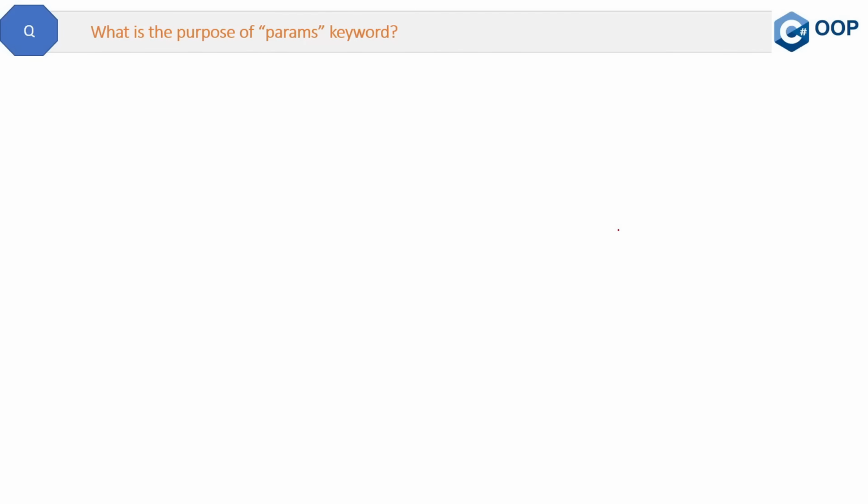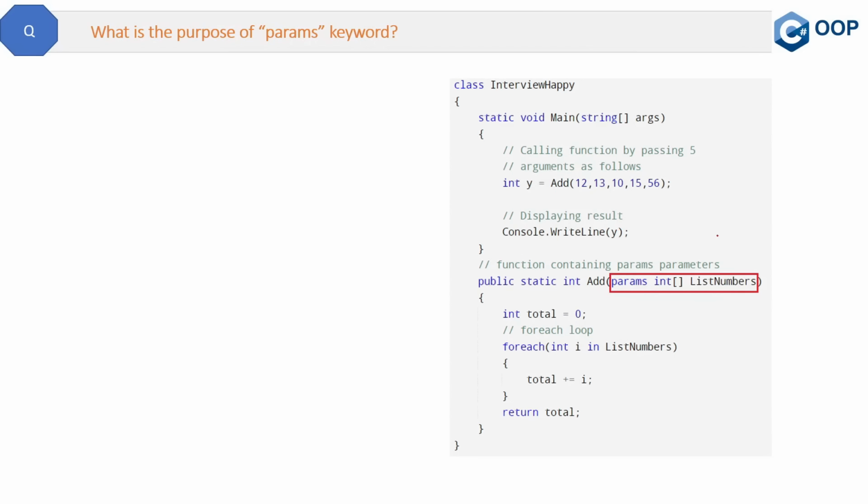What is the purpose of params keyword? Let's see the code first. Here you can see inside the main method we are calling add method, and where we are passing multiple values in the add method. So that is the use of params keyword.